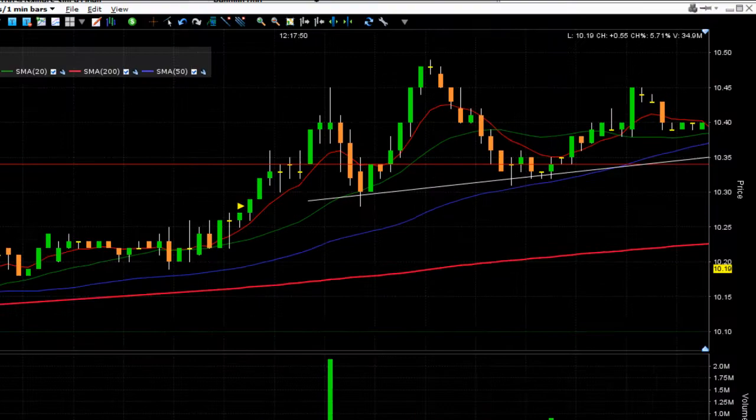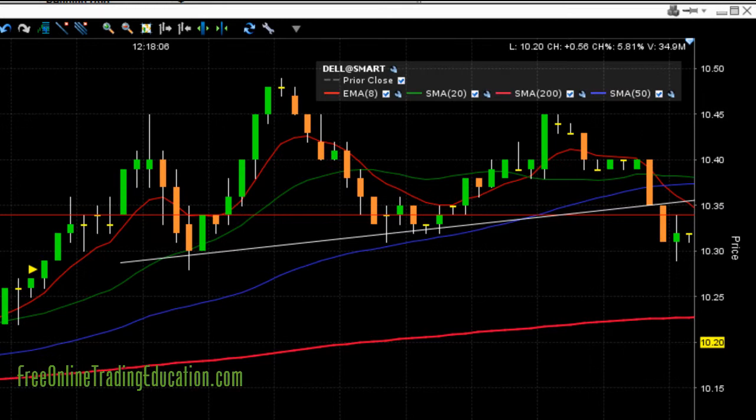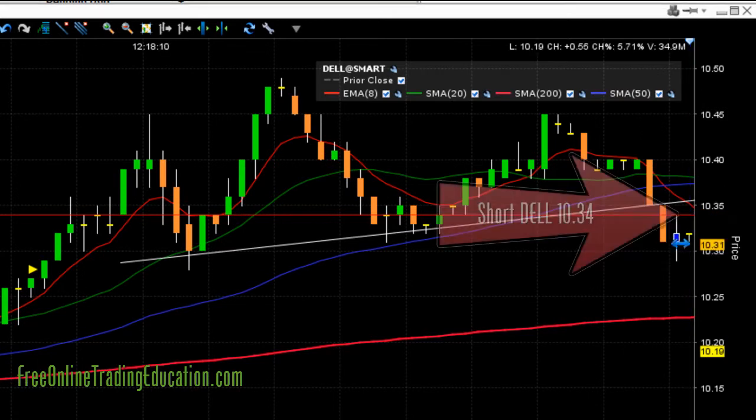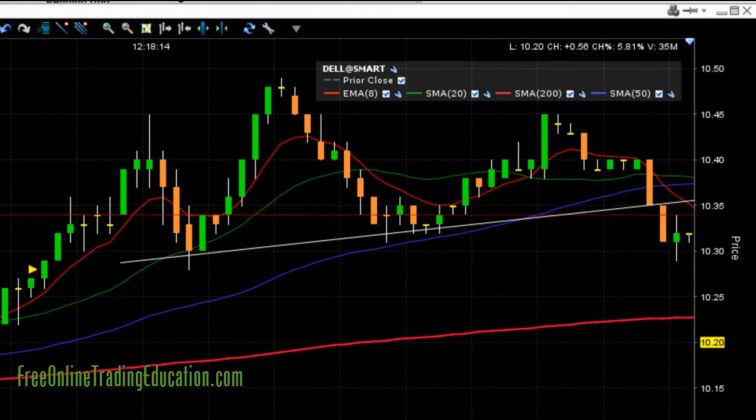So if you see our setup here, we have our shoulder, our head, and our shoulder. And here's that neckline, and if it breaks at 1035, we want to be short. Have an order sitting right there at 1034. And let's see what happened next. Bam, look at that. Drop down below, and coming right to it, and then drop below, in at 1034 short, and have a stop up here at about 1040.